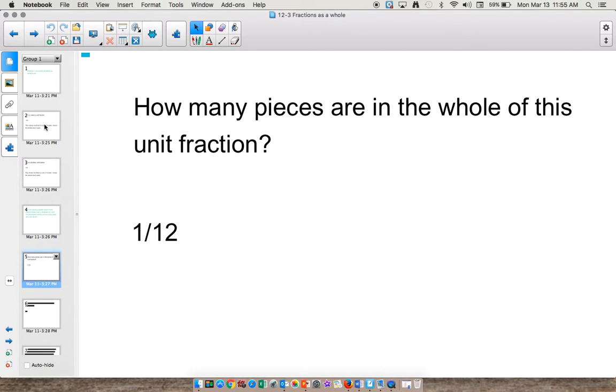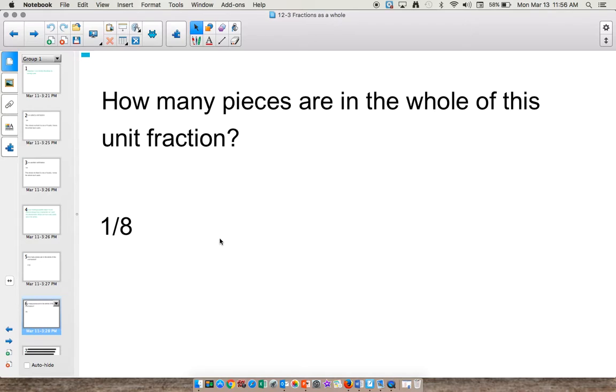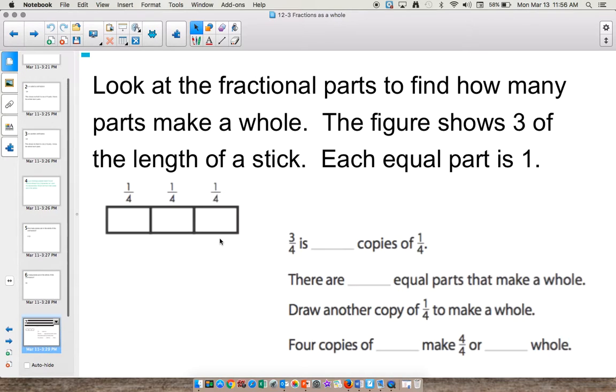How many pieces are in the whole of this unit fraction? I hope you guessed 12. There are 12 pieces in this fraction. How many pieces are in the whole of this unit fraction? This is the unit fraction 1/8. I hope you said 8. 8 is how many pieces are in this total whole.